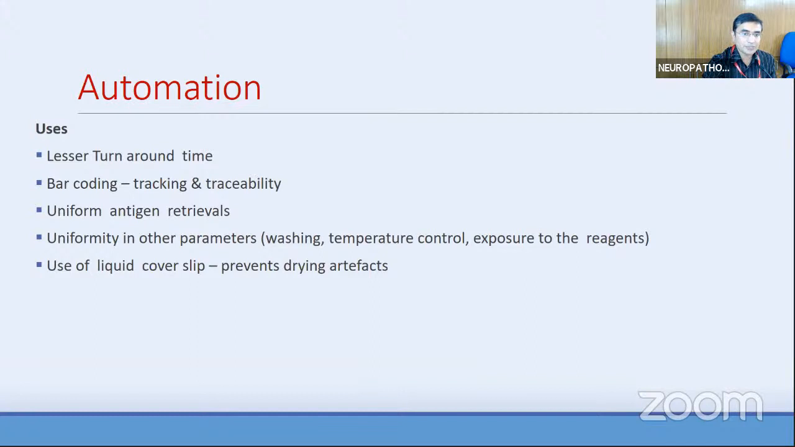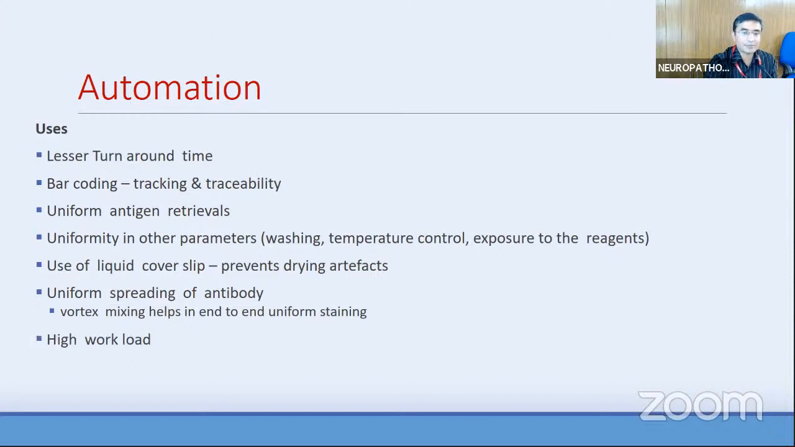Liquid cover slip is used, which will be explained later, which will prevent drying artifact and give uniform spreading of antibody. There is no variation in the way it is placed over the sections. Uniform end-to-end mixing and spread will happen. This is very useful, especially when there is high workload. And it has gone further, where we can demonstrate more than one antibody at a single sitting. That is one nuclear, one cytoplasmic or membranous, or even two nuclear, because two different chromogens are used.